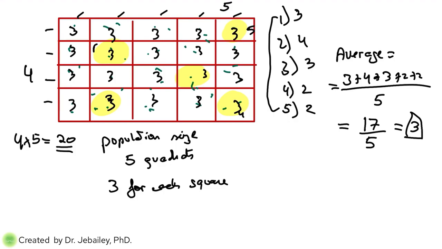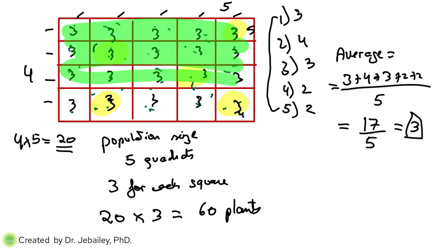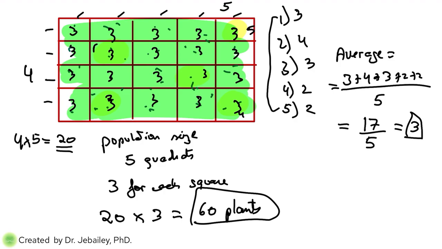So now that we know that there's 20 squares, we do 20 squares times 3, because I'm assuming there's 3 on each one of them. So that means the population is 60. So I'm saying that there are 60 plants in this entire area. That means all of this area right here, I'm saying that there are 60 plants, and that will be the answer. Now, this is what random sampling is about.